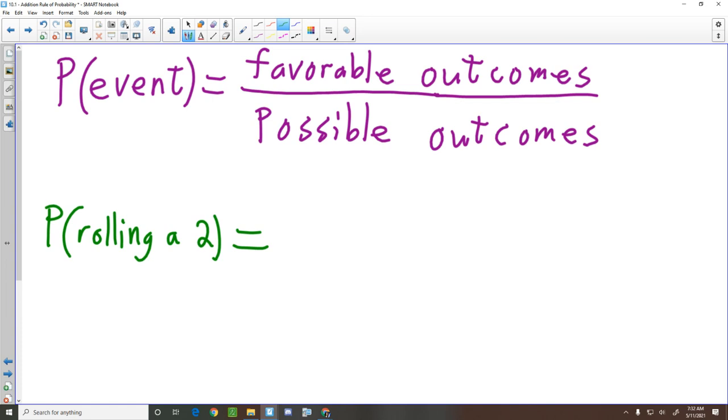So how many favorable outcomes are there? Well, there's only one. There's only one good outcome there. There's only one chance of that occurring on a 6-sided die. But how many possible outcomes are there on a 6-sided die? 6 of them altogether. So that's your denominator. So there's one chance out of 6 possible chances. And you just divide this out. And what do you get? What's 1 divided by 6?